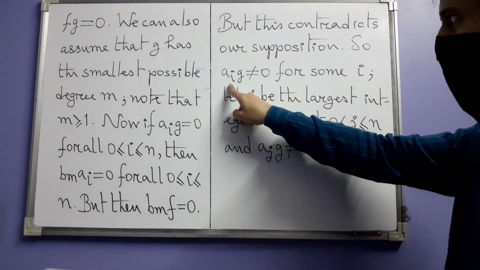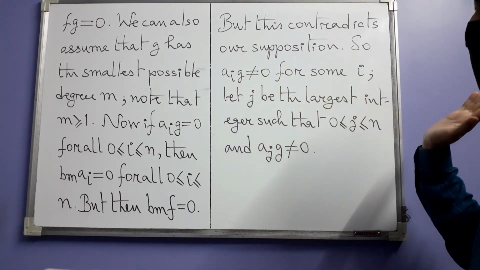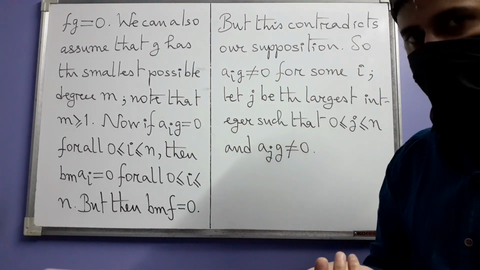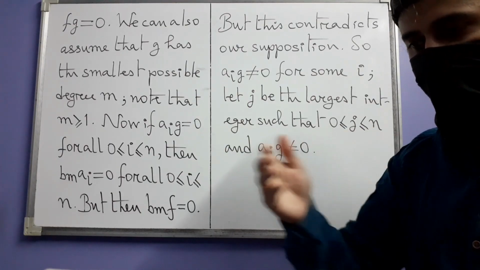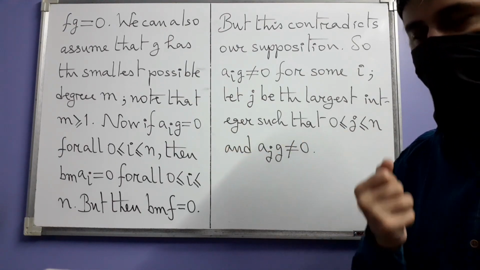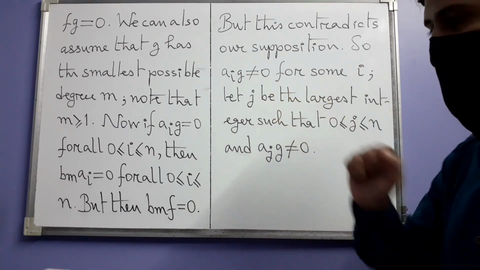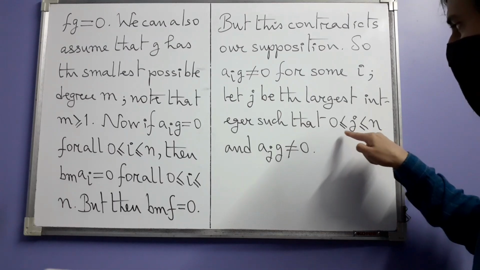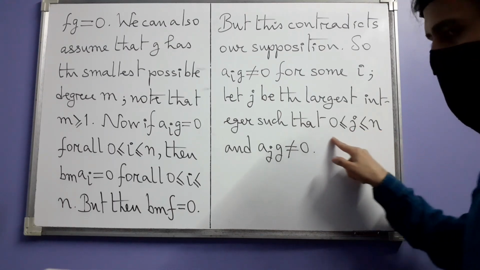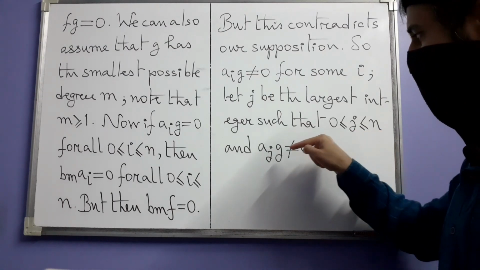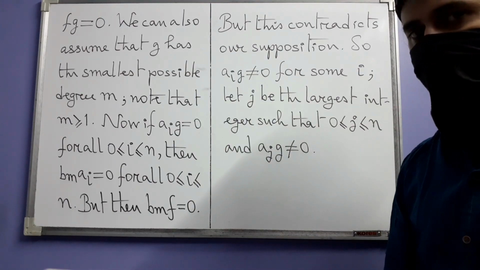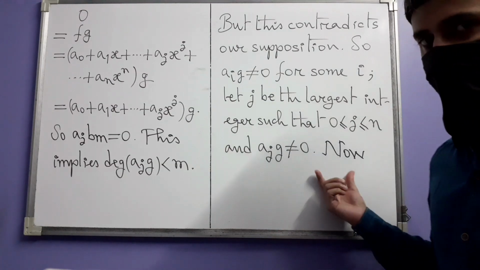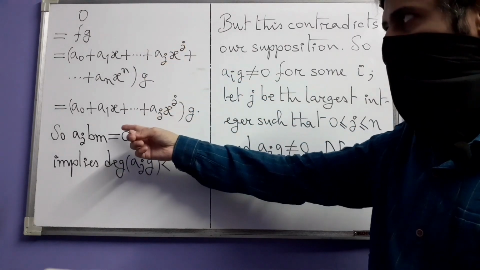For some i, a_i g is not equal to 0, because there are only finitely many a_i's and hence finitely many i's, because these are the coefficients of f. So there will be such a largest i also. Let j be the largest integer such that j lies in this range between 0 and n inclusive, such that a_j g is not equal to 0. Okay. But now what? Now you look at this calculation.